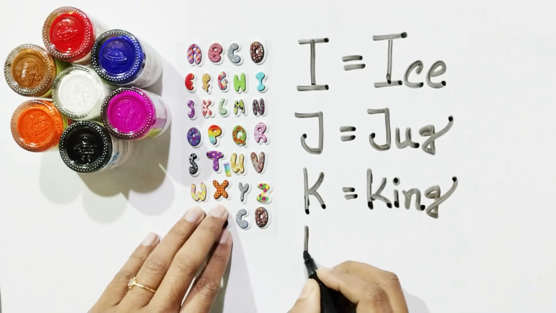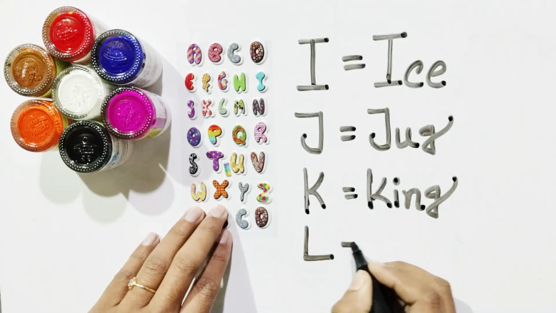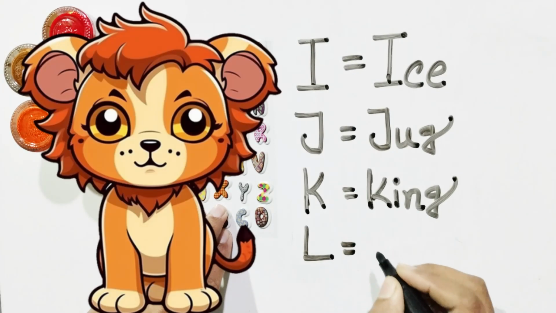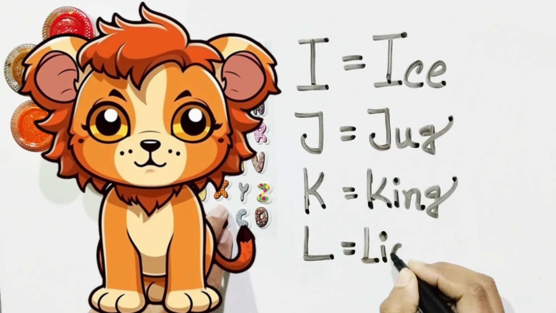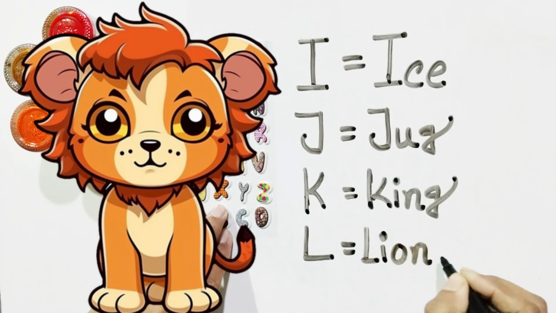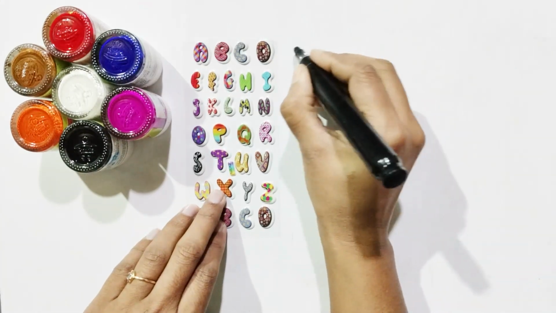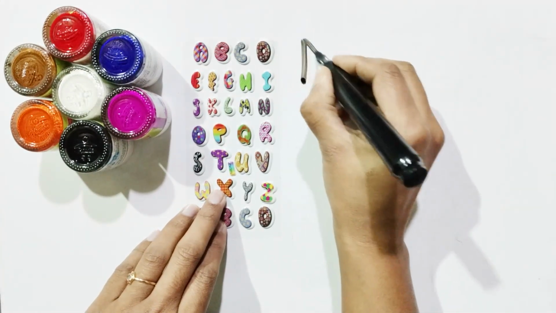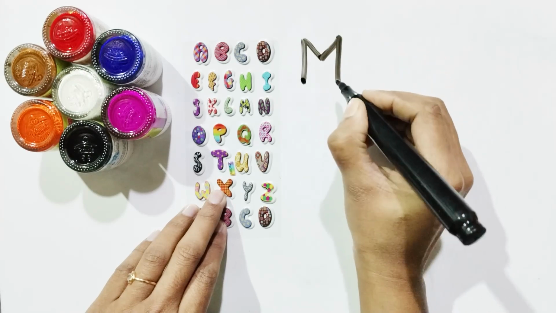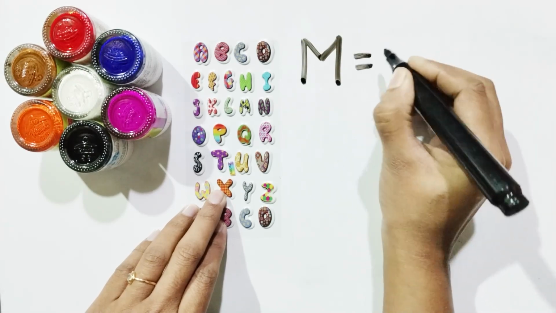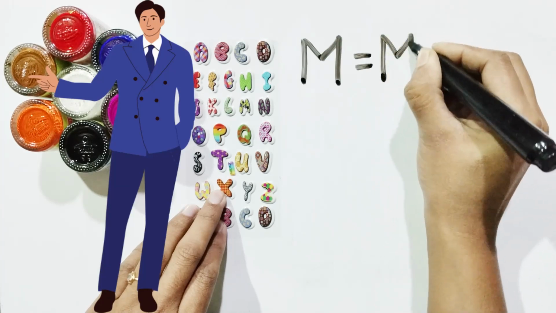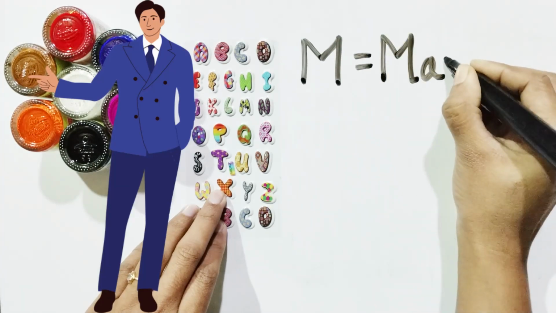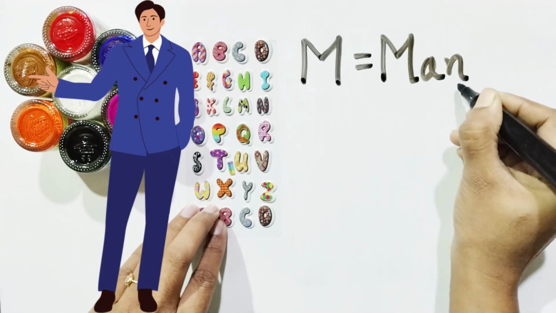L. Write with me L. L is for lion. L I O N lion. M. Write with me M. M is for man. M A N man.